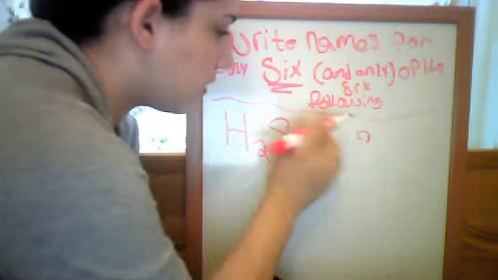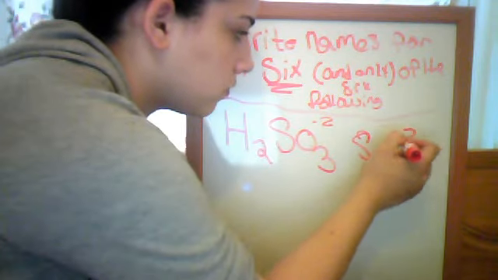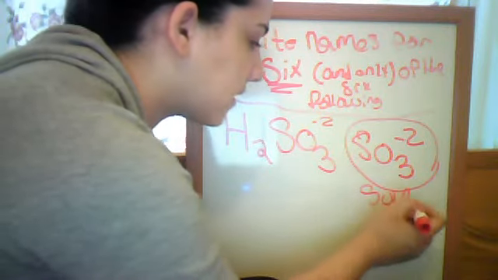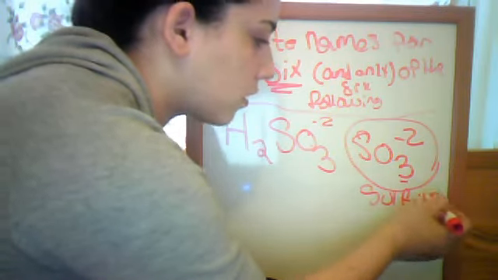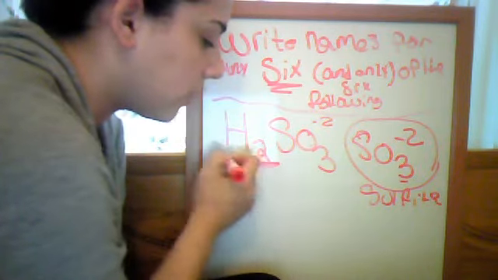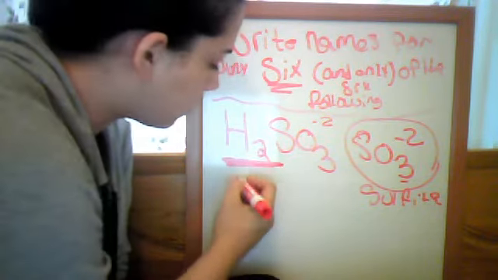The original one is SO4 2-, sulfate. This one has fewer oxygens, so that's sulfite, because that's the lesser number. Sulfate is 4, so this is sulfite. So we have H. Since you see H as the first letter, it's gonna be acid. Always.